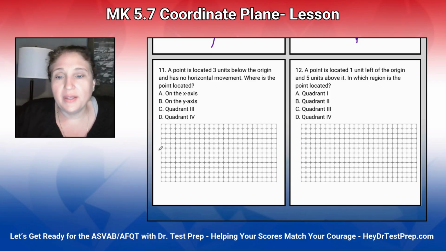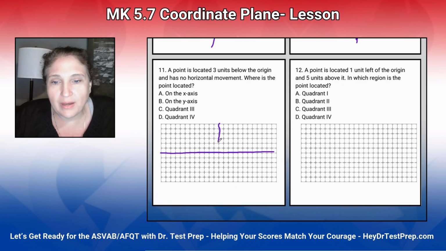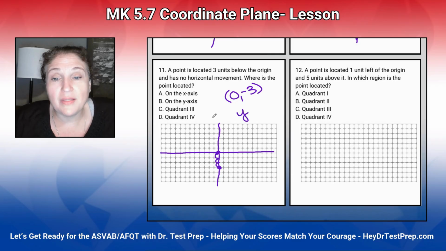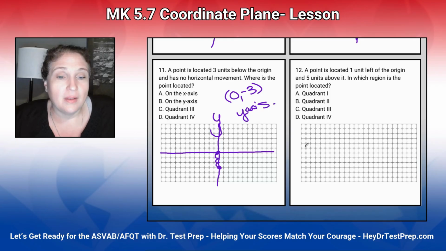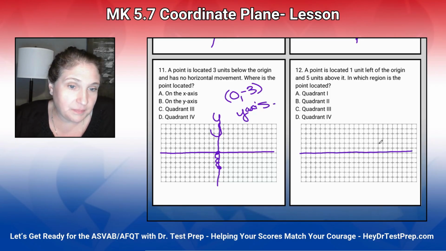All right, here we're doing 3 units below the origin, but we're not running forward or backwards. So we're starting here and we just fall 3 units. 1, 2, 3. So that puts the point right here. So my point is 0 because I didn't go left or right, and then -3 because I fell. And that puts it on the y-axis. All right, here's our next one.